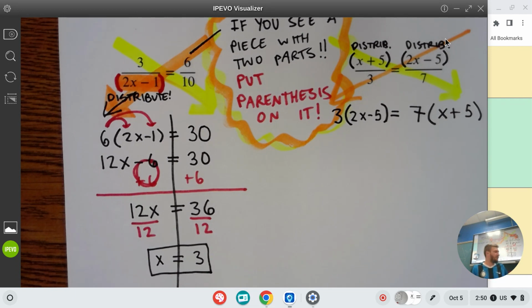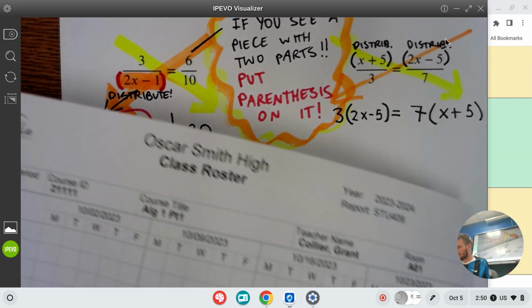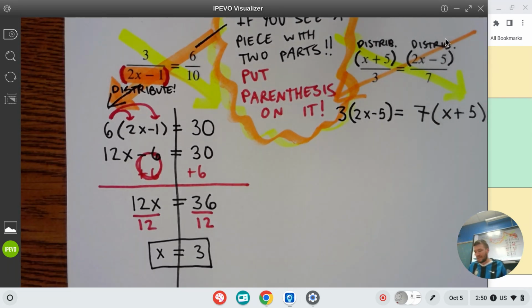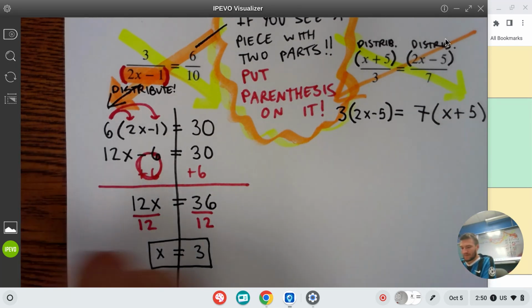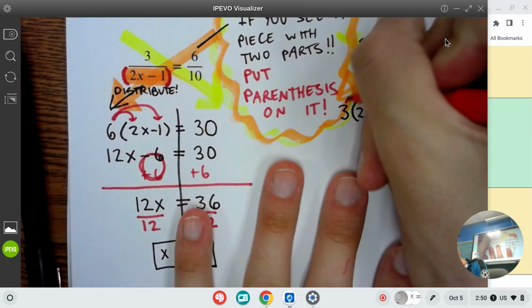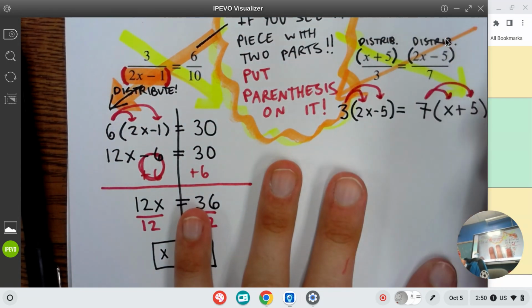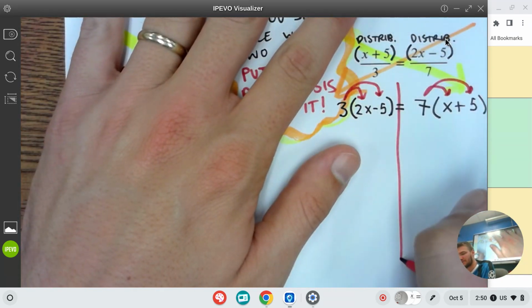So now that we're here, can you finish this question? Can you do a little distributing? Can you distribute that 3? Can you distribute that 7? A little move, divide. All right, I'll get into it here. I'm going to distribute my 3. I'm going to distribute my 7. We can handle this. Line down my equal sign.